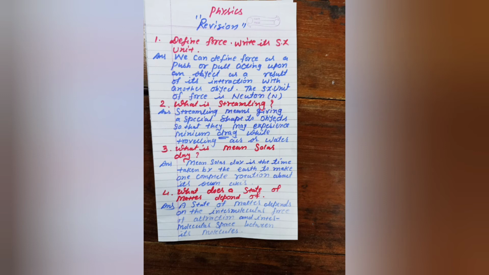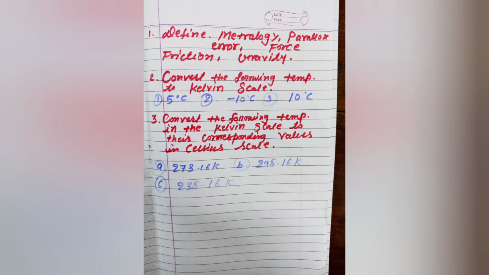Next, what does a state of matter depend on? State of matter depends on the intermolecular force of attraction and intermolecular space between its molecules. Next, define metrology. What is metrology? The branch of science that deals with measurement is known as metrology.